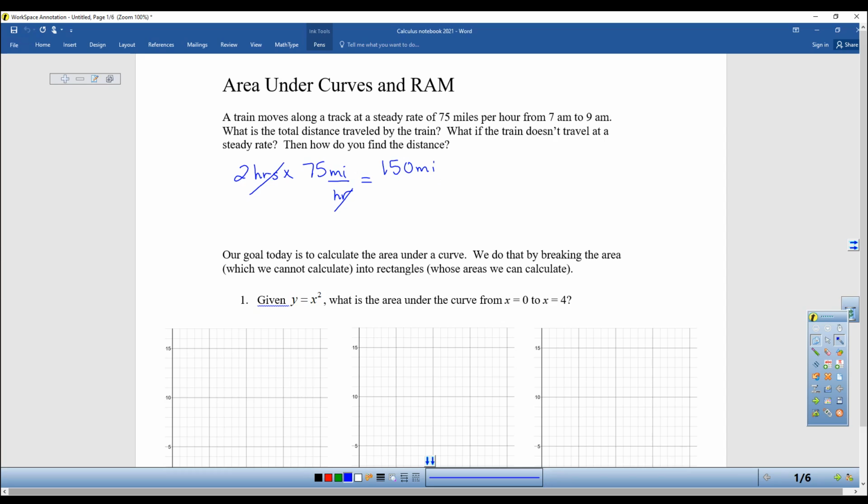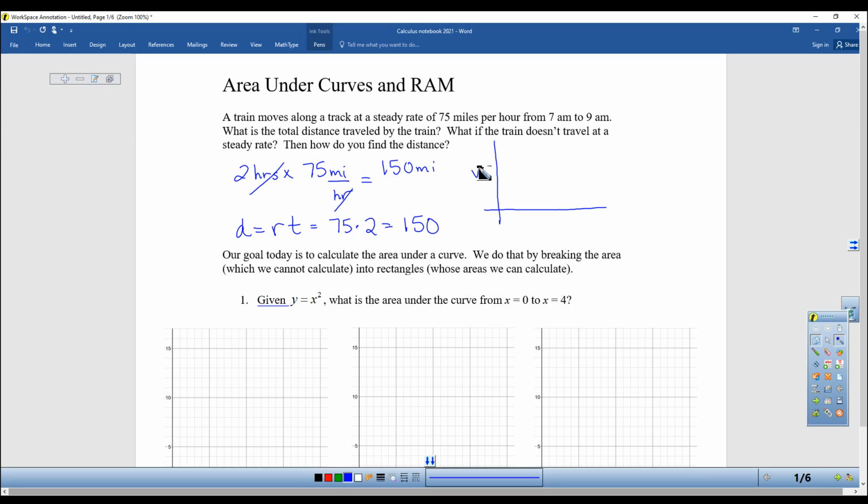That might be one way you thought of it. You might have thought of it as almost a unit conversion, the hours canceled. Some people know the formula: distance is equal to rate times time. So that's what I did. I did his rate, 75 times time, not even thinking about the units, but that will always produce the distance. Today, I'd like you to think about it in terms of a graph.